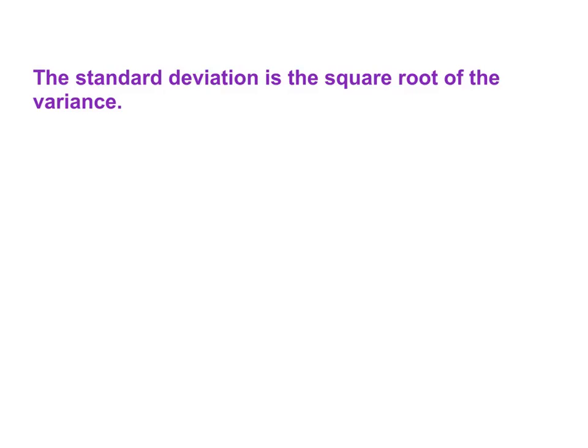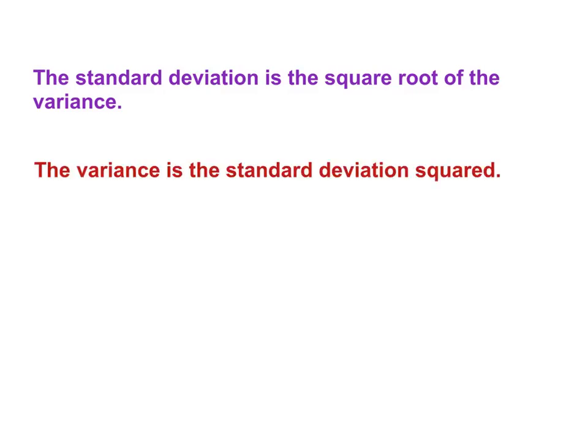So again, think about distance. When you use the distance formula, you take the square root of those differences of squares. Okay, what's underneath that square root is the variance. Conversely, the variance is the standard deviation squared. And this is the one that you're going to use more than anything, okay?